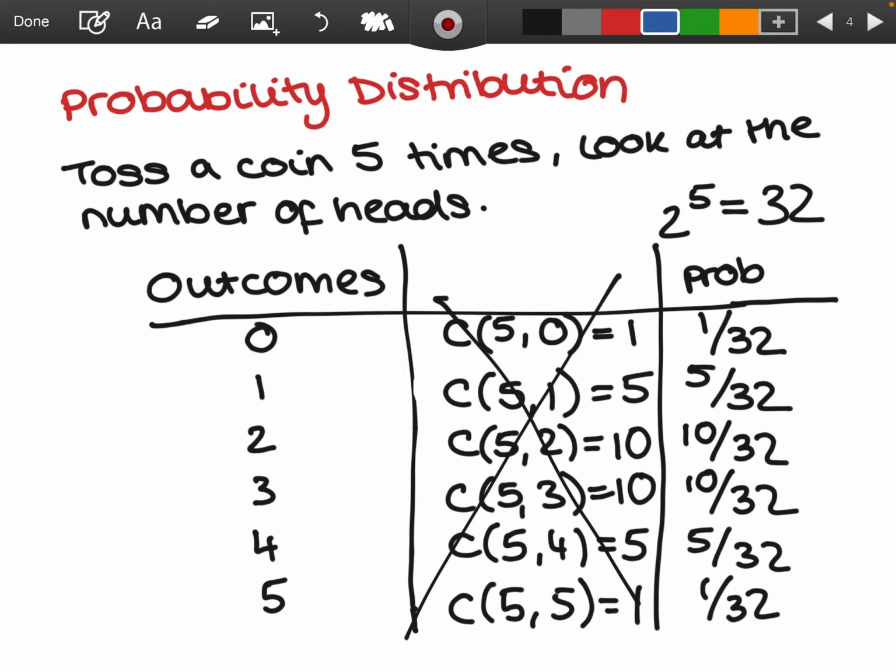In the next video, we're going to look at more of this probability distribution stuff. And we're also going to introduce something called random variables. So that will be the second half of 7.2.